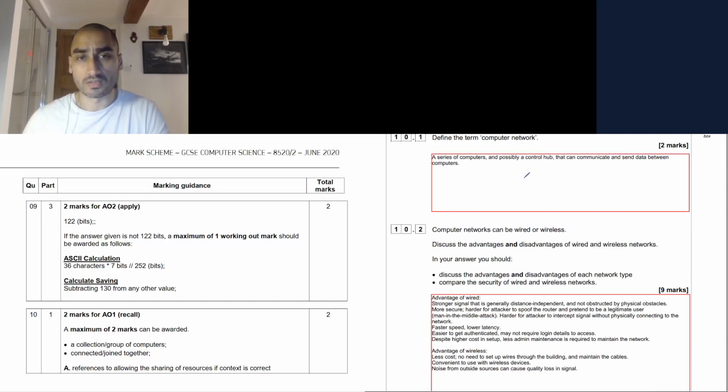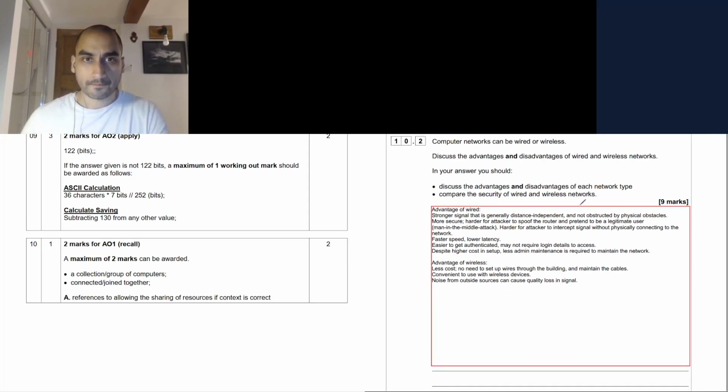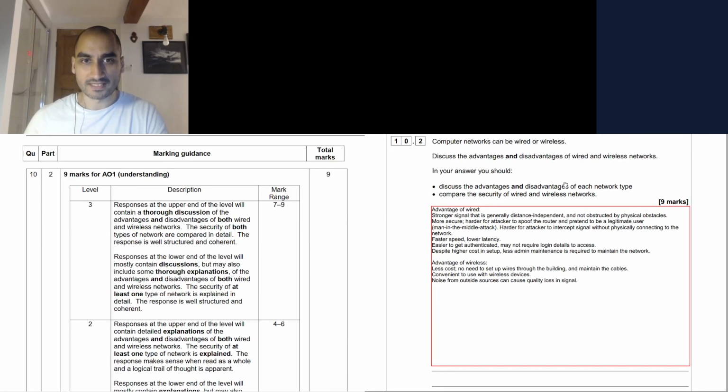Define the term computer network. Collection, a group of computers, yeah. Wait, how many marks? Connected, joined together, yeah, I said both those things. References to allowing the sharing of resources if context is correct. Okay, I didn't really say they were joined together, but I did say they can communicate and share data, send data, so I think they've awarded you that at the bottom here. Okay, fine. Alright, this one. Oh man.